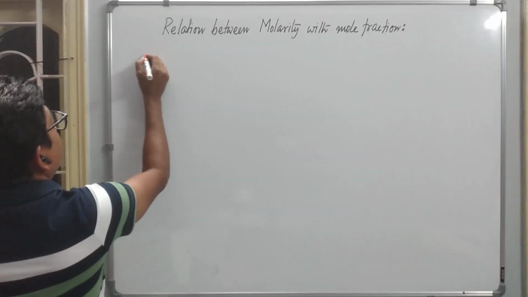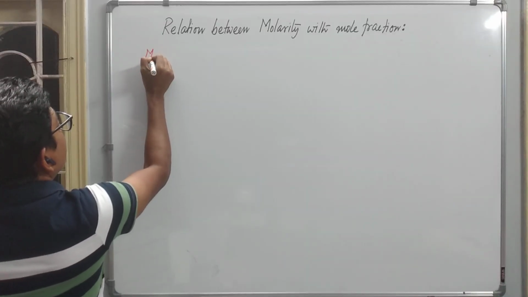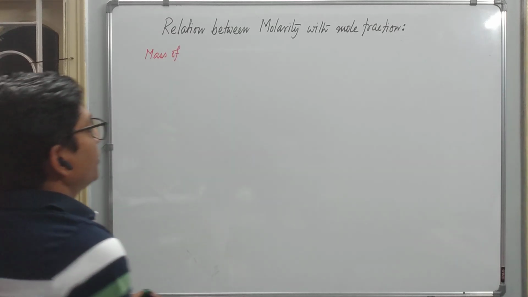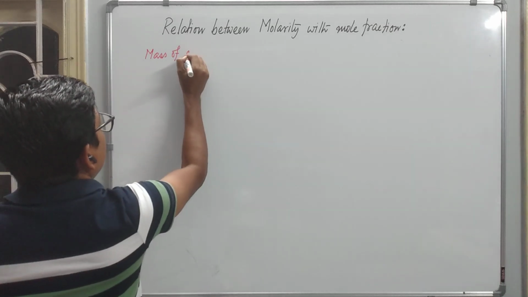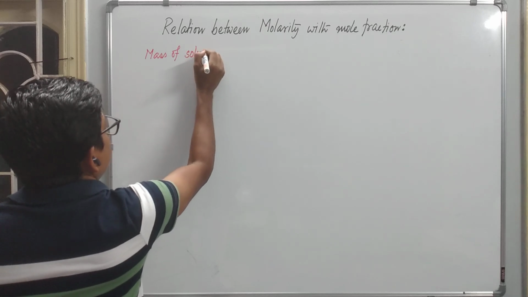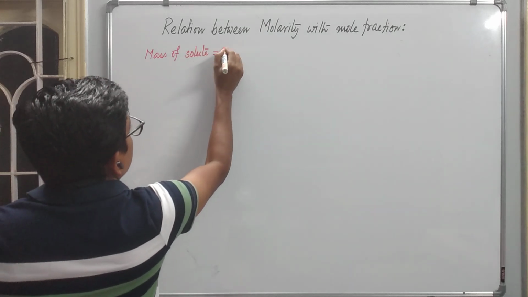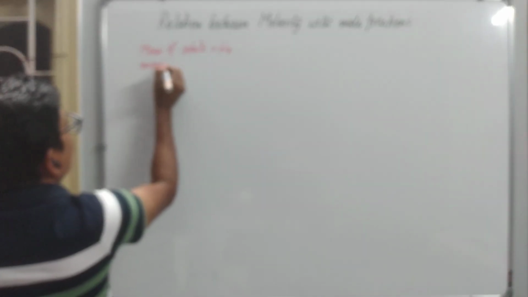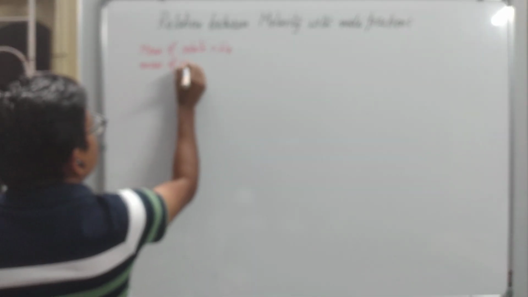First, so that we can avoid any kind of mistake, mass of solute, that one, WA. Mass of solvent, let's say this is WB.